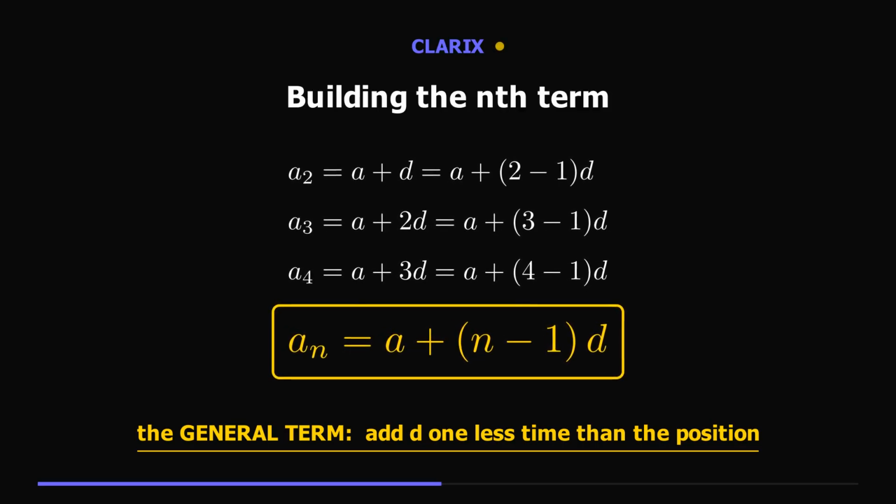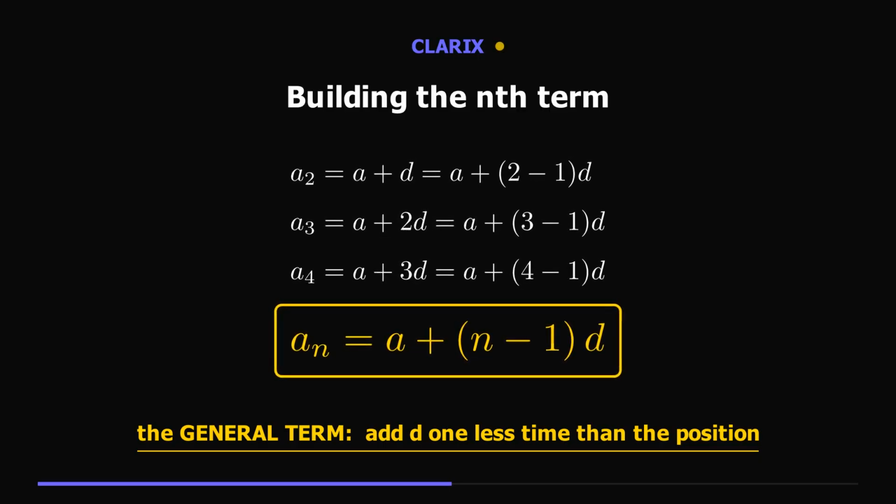To reach a term, you add d a number of times that's always one less than the term's position. So the nth term equals a plus, in brackets, n minus 1, times d. This is the single most useful formula in the chapter, the general term. Why n minus 1 and not n? Because the first term already is a: you've added d 0 times to get there. Every step after that adds one more d.